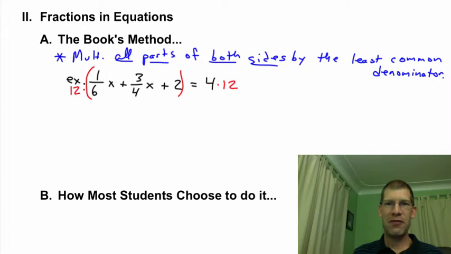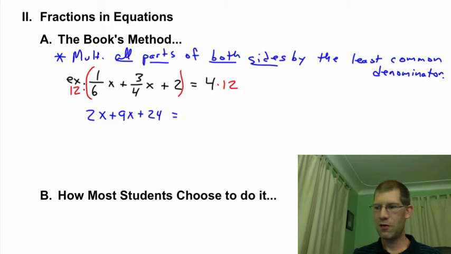Multiplying fractions stresses some people out, but if you look, it's really not that bad. You have 12 times 1, 12 divided by 6 gives you 2. So 12 divided by 6 is 2, so that gives me a 2x. 12 times 3, 36, divided by 4, that'd be 9. So 9x. And then 12 times the 2 is positive 24 equals 48.